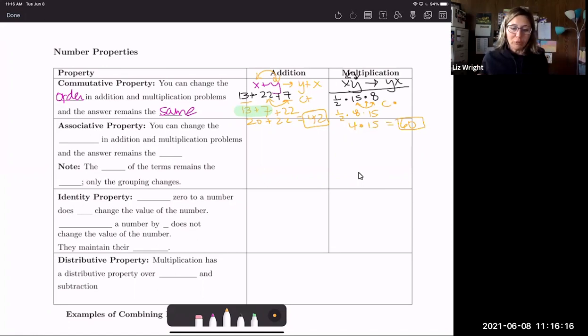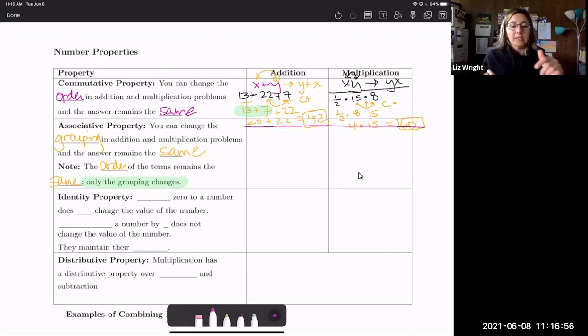All right, so let's talk about the associative property. The associative property is where you can change the grouping. You're changing the grouping in addition and multiplication problems, and the answer remains the same. Note the order, this is so important. It will help you figure out what this property is. The order of the terms remains the same. Only the grouping changes. That's the telltale sign of the associative property.